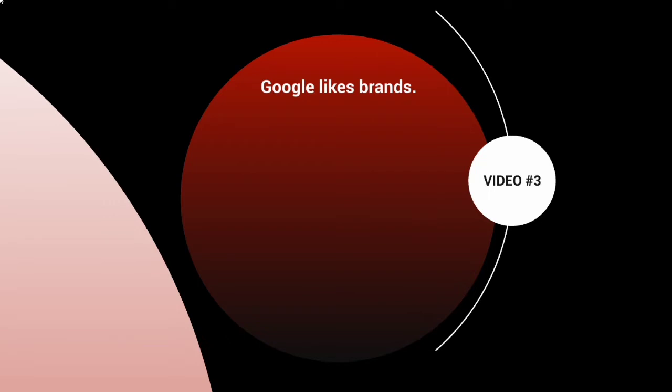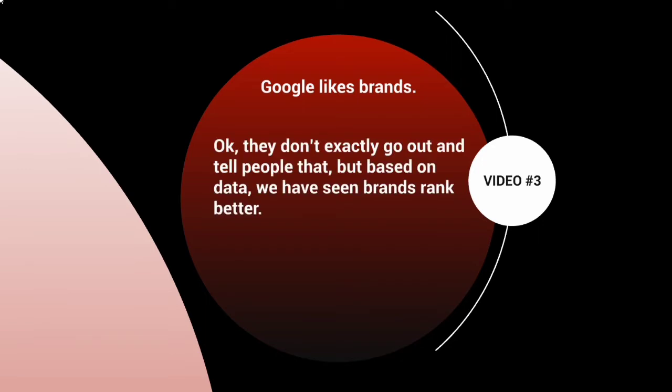Now, we don't know exactly whether this is true or not, but based on the data that we have seen and based on the data that has worked not only for us, but for many others, Google likes brands. Now, it's not necessarily that they are particularly liking brands because brands make a lot of money or anything like that, but what we've realized are certain variables that make a brand stand out. So they don't exactly go out and tell people that they like brands, but based on the data that we've seen, we have seen brands rank better.